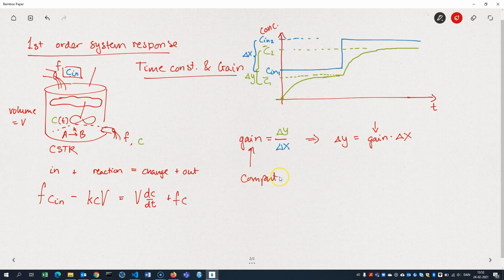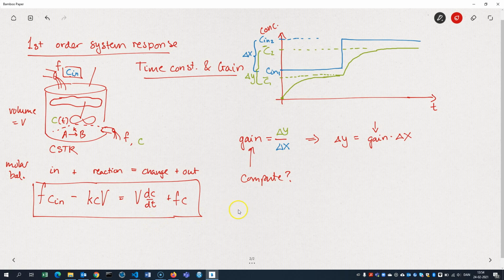How do we compute the gain? Well, the key is, of course, the differential equation that we have here for our system, in this case our CSTR. It's a molar balance. We've seen it before, so I'm not going to spend time deriving it, but this is our differential equation for the concentration.